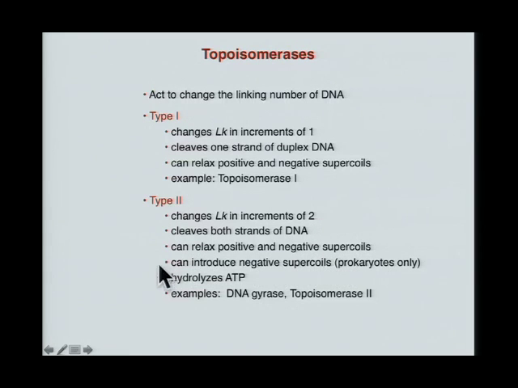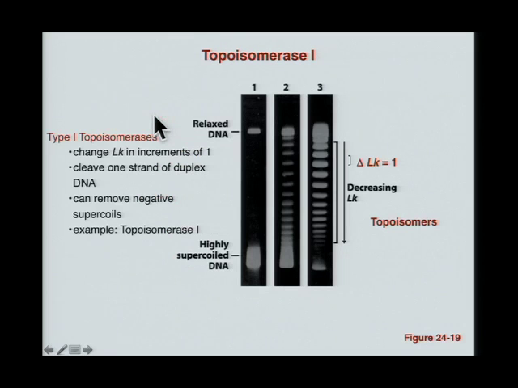But in prokaryotes, they can introduce negative supercoiling by an ATP-dependent process. Okay, so they can actually use the highly exergonic hydrolysis of ATP to add strain to the molecule. And so DNA gyrase, for example, is the prokaryotic version of the type 2 topoisomerase that can do this introduction of negative supercoiling. Okay, so there are two topoisomerases.